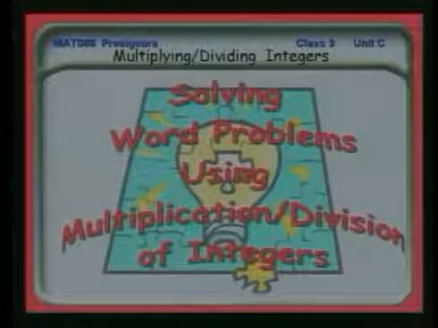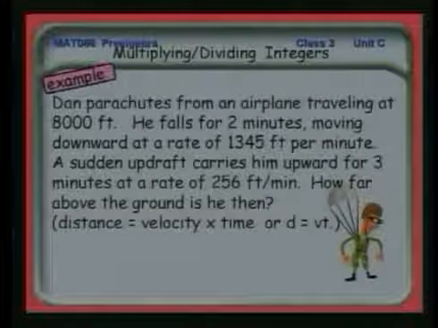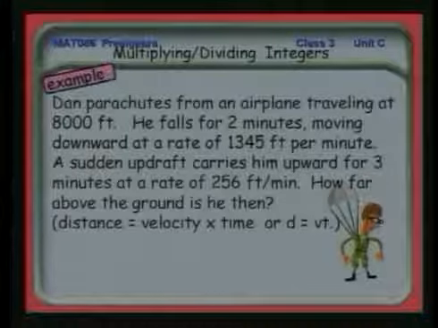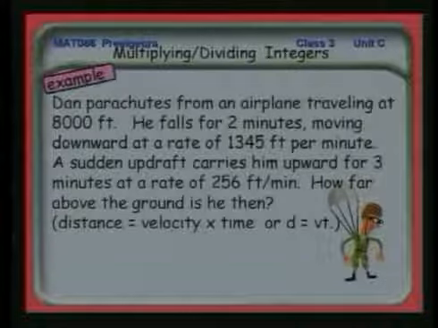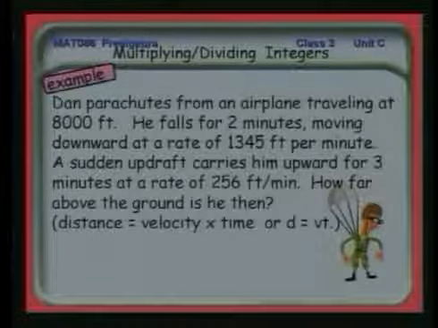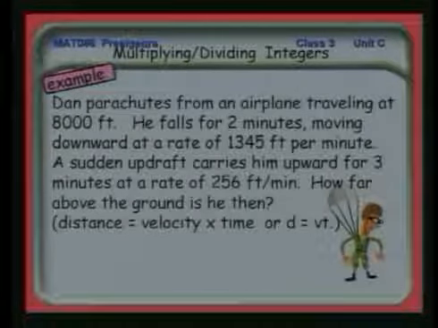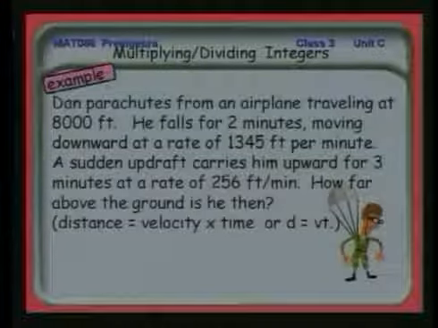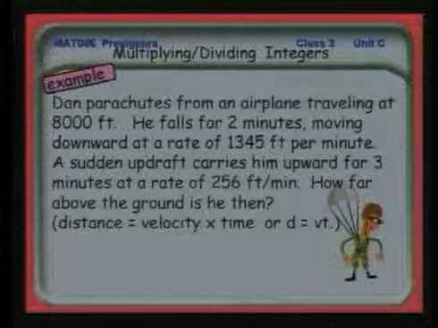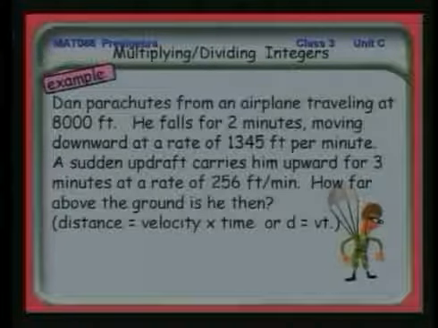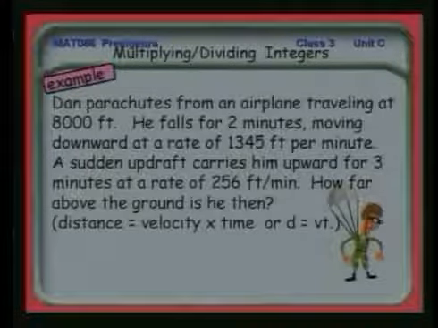Now let's look at some word problems using multiplication and division of integers. I particularly like this problem because I'm in it. And in fact, parachuting would be something I'd really like to try, but at this point it's just a dream for me. But let's look at the problem. Dan parachutes from an airplane traveling at 8,000 feet. He falls for 2 minutes, moving downward at a rate of 1,345 feet per minute, and a sudden updraft carries him upward for 3 minutes at a rate of 256 feet per minute. How far above the ground is he then?